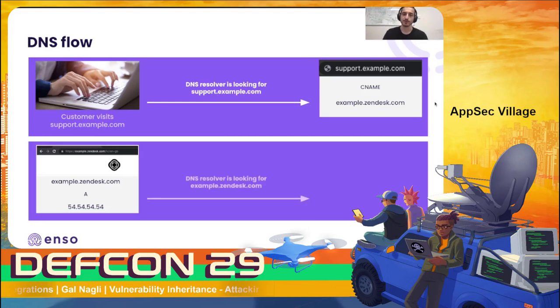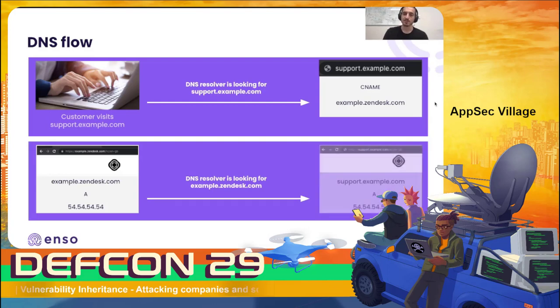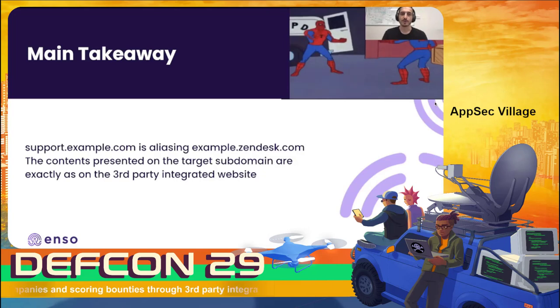Now we know that the example subdomain at Zendesk actually has an A record to display. So what the resolver will do now is look for the DNS records of the example subdomain at Zendesk. It will find that it has an A record, so it will display the contents of the example subdomain at our support subdomain at the main website we looked for. So the main takeaway is that the support subdomain at example.com is aliasing the example subdomain at zendesk.com. The contents presented on the target subdomain are exactly as on the third-party integrated website.